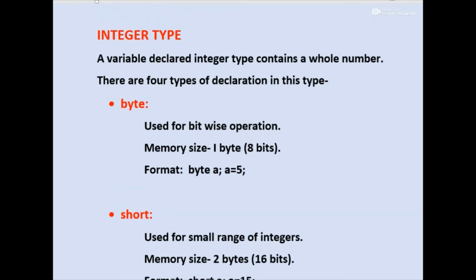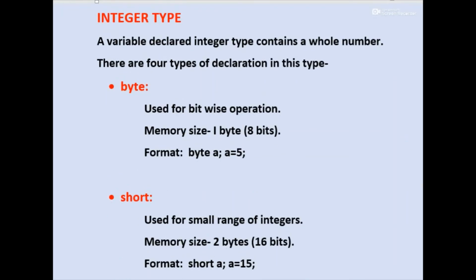Okay, and we all know what an integer is. An integer is a whole number that does not contain any decimal point. This whole number may be negative or positive. In case of integer type, a variable declared as integer type contains a whole number. And there are four types of declaration in this type, meaning in integer type we can declare a variable in four ways.